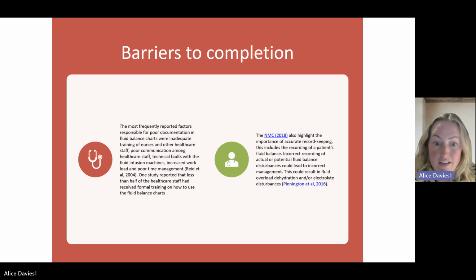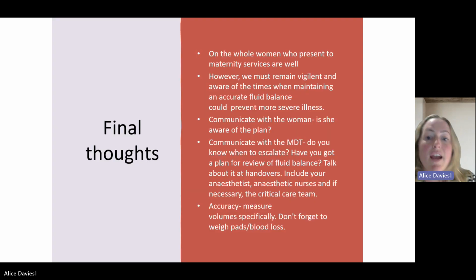So hopefully with that, we can, on the whole, understand that the women who present to us are often well. We've got to be vigilant and aware of the times, and maybe maintaining that accurate fluid balance can prevent more severe illness. Really communicate with the woman and her family. Is she aware of the plan? Communicate across the wider MDT.